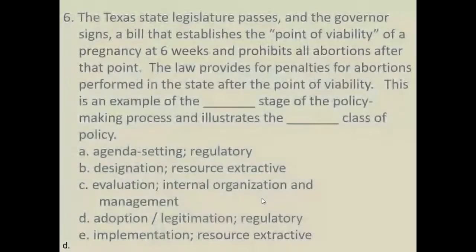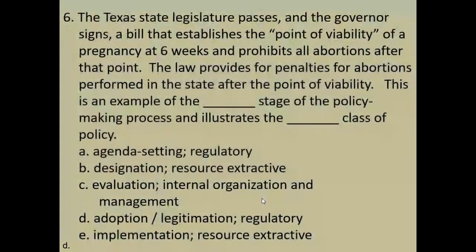The Texas legislature passes and the governor signs a bill that establishes the point. Well, this one is timely, isn't it? A bill that establishes the point of viability of a pregnancy at 6 weeks and prohibits all abortions after that point. The law provides for penalties for abortions performed in the state after the point of viability. This is an example of the D, adoption legitimation stage of the policymaking process and illustrates the regulatory class of policy.